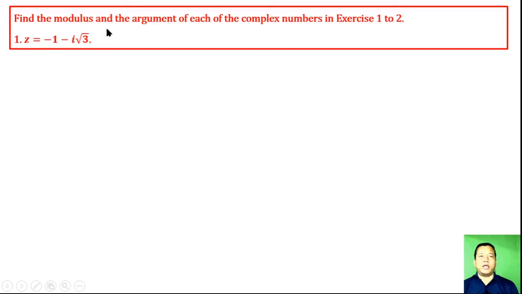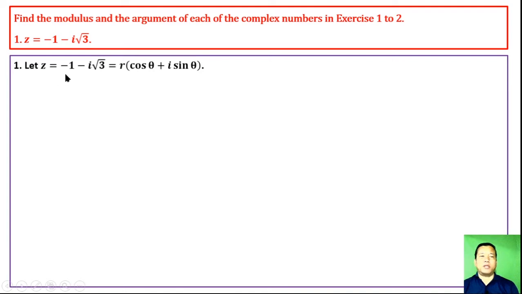Find the modulus and the argument of each of the complex numbers in exercise 1 to 2. Question 1: z equal to minus 1 minus i root 3.